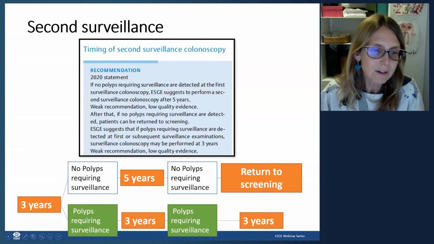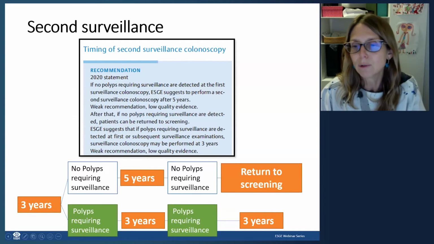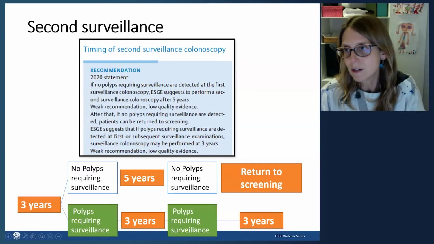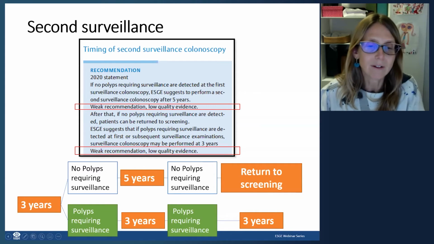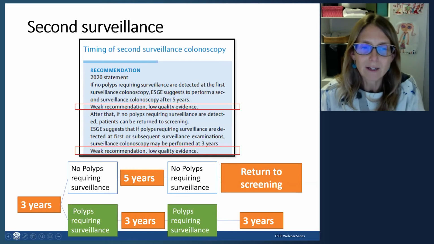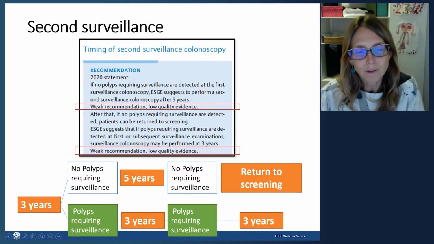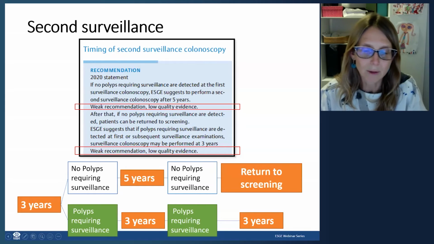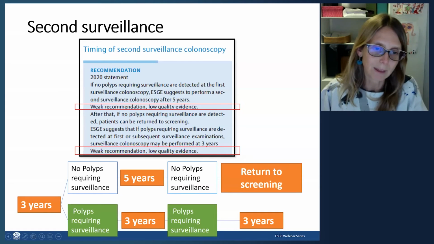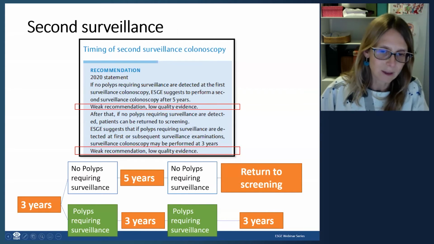Whereas if after this 3-year colonoscopy we do find again polyps that require surveillance, then we will have to keep doing colonoscopies every 3 years. This is based on very little evidence, but some evidence showed that the people that have polyps during follow-up have a higher incidence of colorectal cancer, so it's important to keep doing follow-up. Whereas when they don't have polyps, the risk is again the same as for the people without polyps. So this is what we have to do. That is a recommendation, even if the quality of the evidence is low.